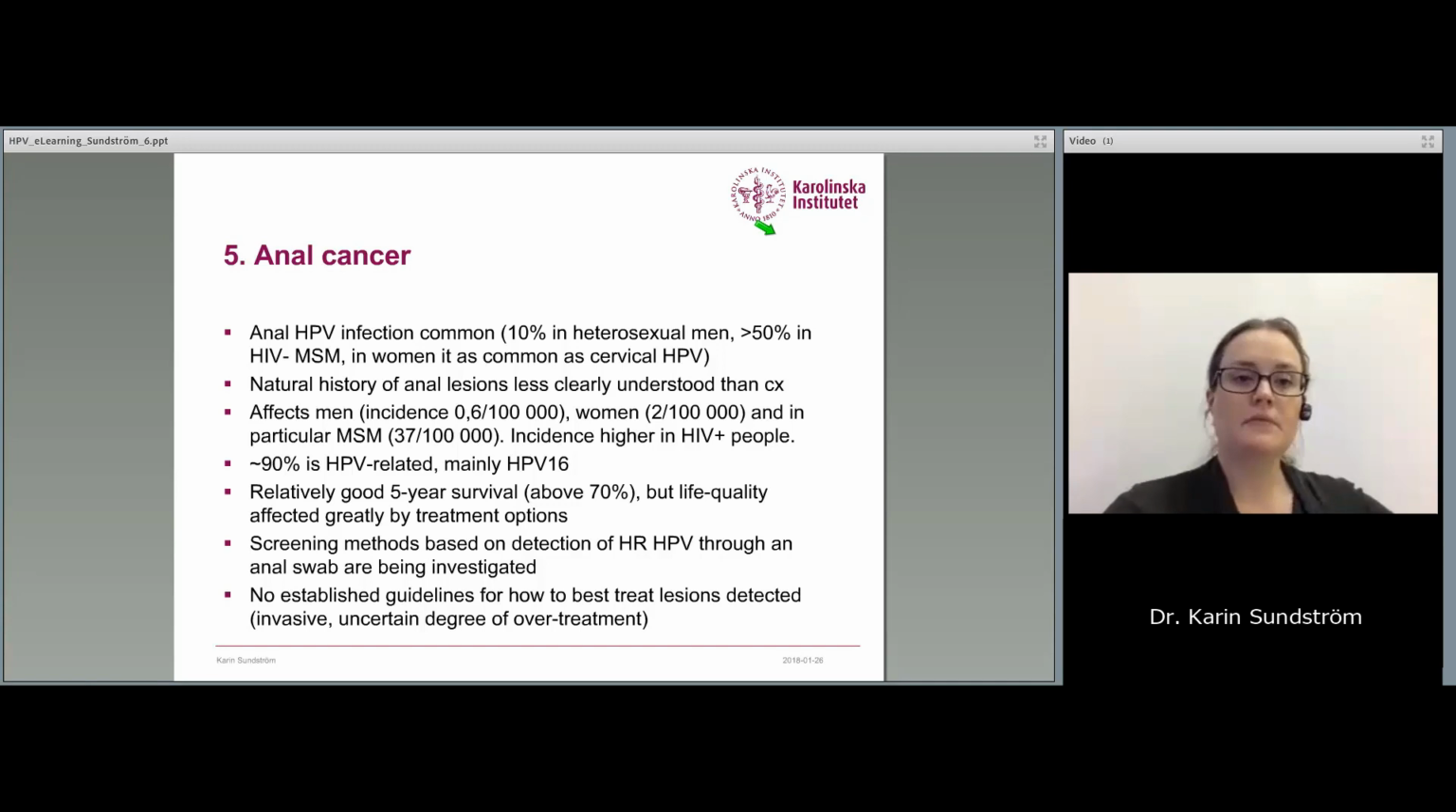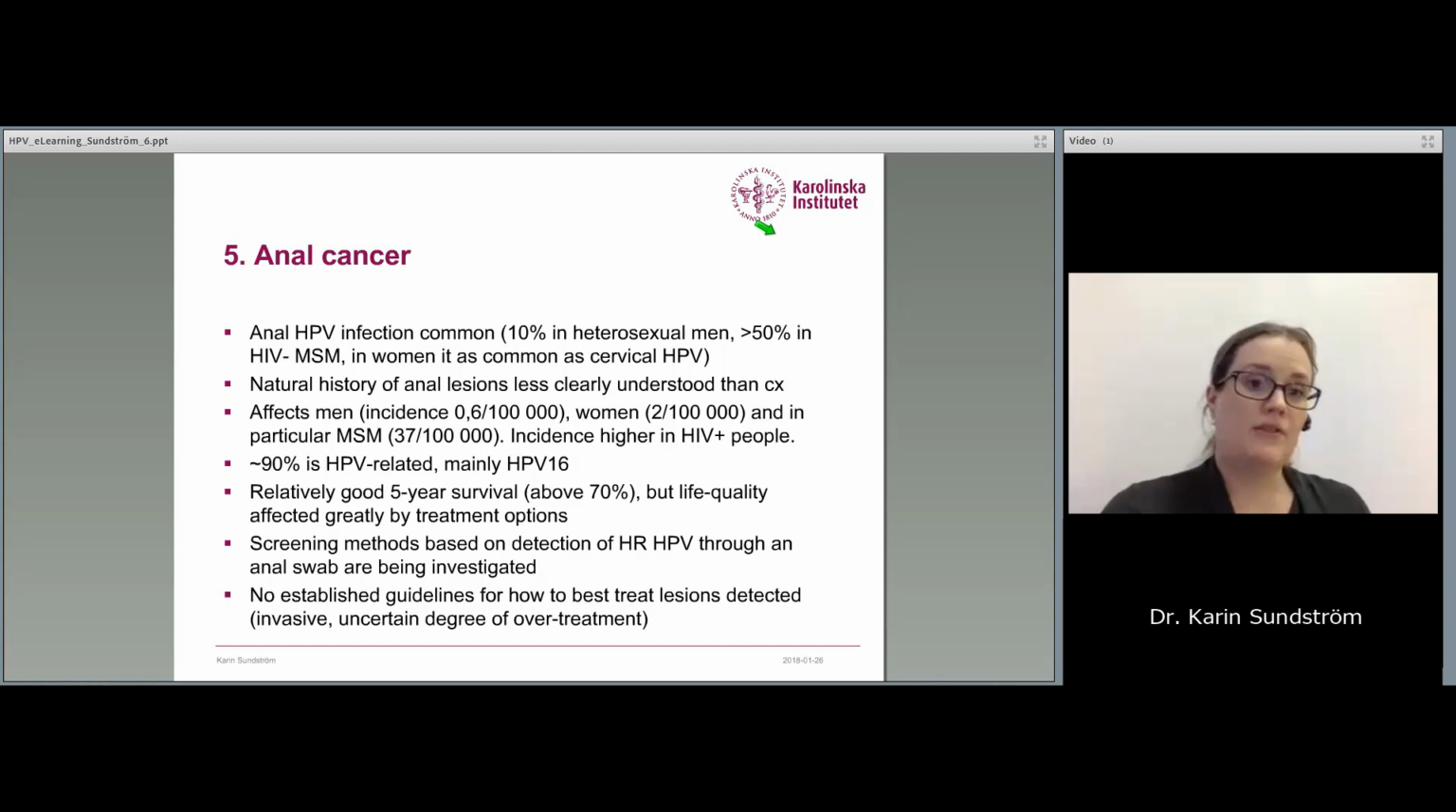Anal cancer is a disease caused by HPV, partially, which is coming increasingly into focus. That is because it's been realized that anal HPV infection is actually very common. It's been estimated at 10% in heterosexual men, more than 50% in HIV negative men who have sex with men. And in women, it may be as common as cervical HPV because of infection spreading from the vagina, for example. And thus be positive in women at around 10-20%, or even higher, depending on which population you study.